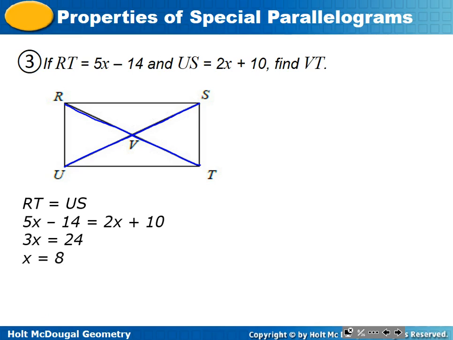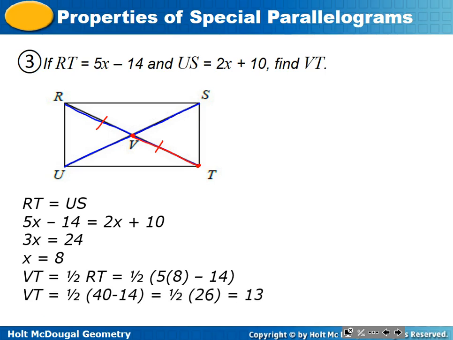Now I'm going to remind you again that this would be an answer choice on a test or a quiz if it was a multiple choice test, but that's not what the question's asking us for. So my question for you is, if I'm trying to find VT, which is from our center here out to T, then what would I do first? If it were me, I'd find RT and then divide that by 2, because VT, remember, these parts right here are congruent. So VT is equal to half of RT. That's exactly what we're going to do. We're going to do 5 times 8, that's 40, minus 14, that's 26, and half of 26 is 13.